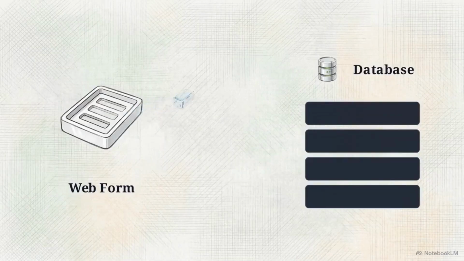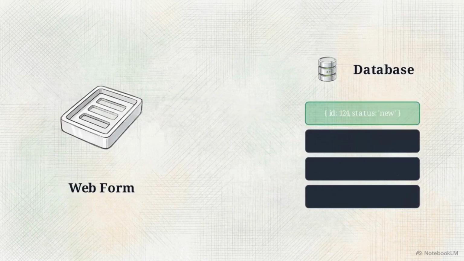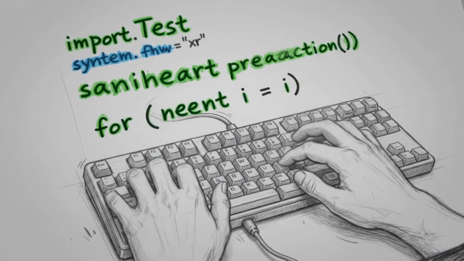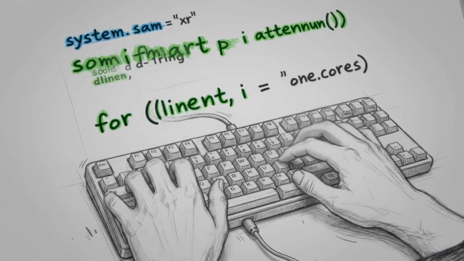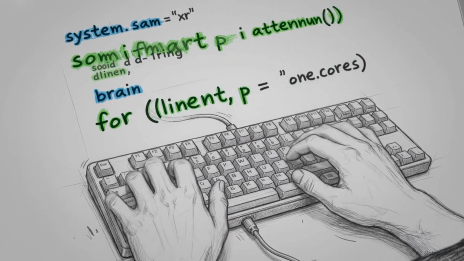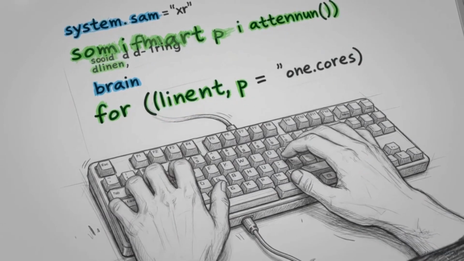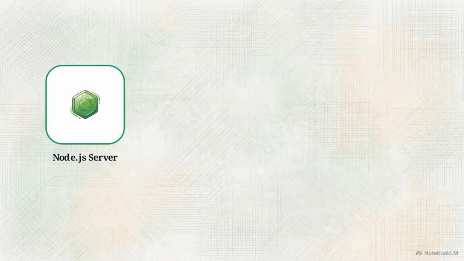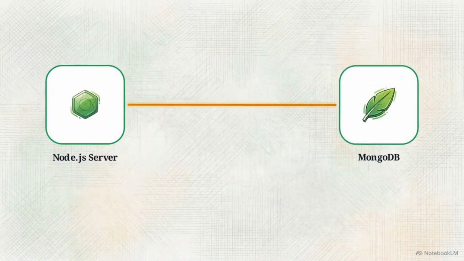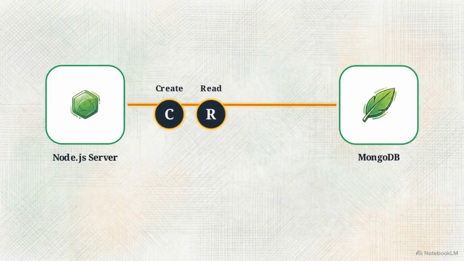When you click Submit on a web form, a data packet travels behind the scenes to instantly create a new record in a database. Today, we are going to build the pipeline that makes that happen. In the next few minutes, we'll build a functional Node.js backend from scratch, connect it to a local MongoDB database, and write a complete set of CRUD APIs to create, read, update, and delete data.